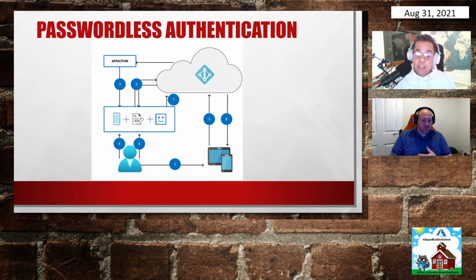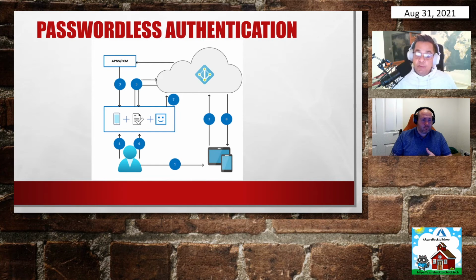So the first step is the user enters their username. That'll be first name dot last name at your domain name. And then step 2, Azure AD detects that the user has a strong credential, and it starts the strong credential flow.